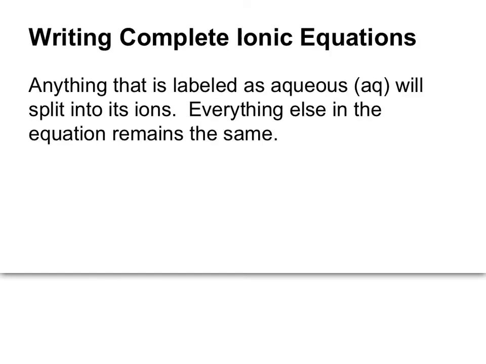Once every product and reactant that is labeled as aqueous in the equation is split into its ions, we have what's called the complete ionic equation. Everything else in the equation will remain exactly the same. Solids are written as a complete formula as well as liquids and gases. An example of this can be seen using this equation.